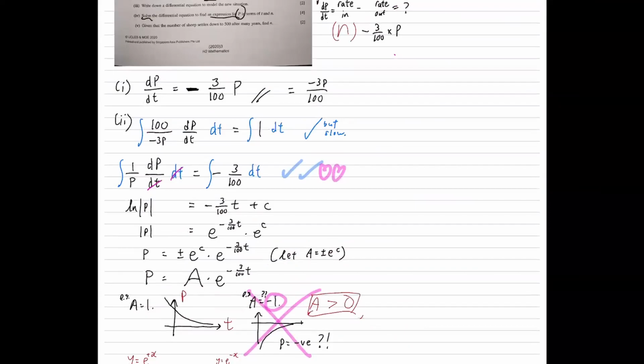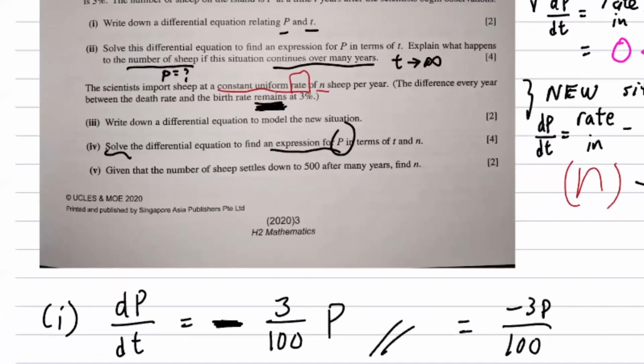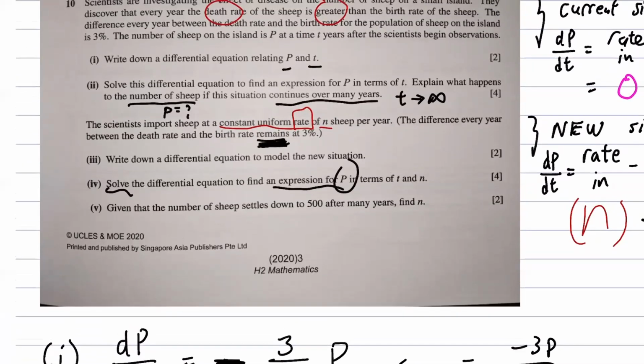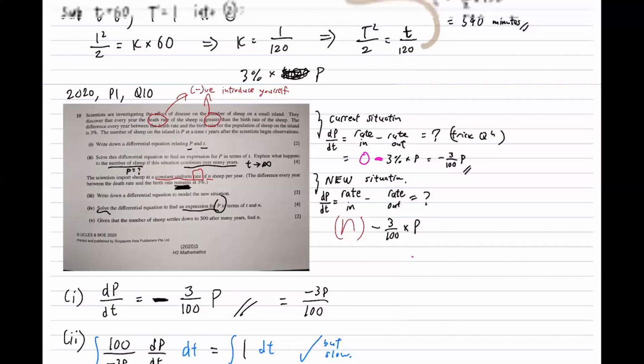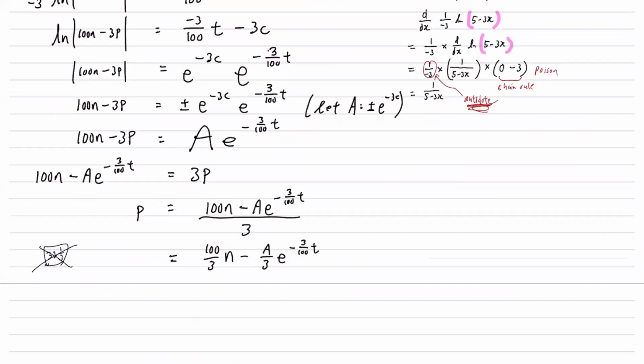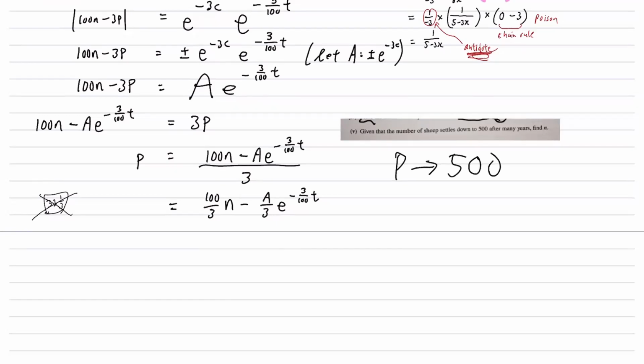Here, p in terms of t and n is fine. Now let's move on to part V. Given that the number of sheep settles down to 500 after many years, find n. What does that mean? Let me just paste the question here. P tends to 500. So how can we make sure that p tends to 500?